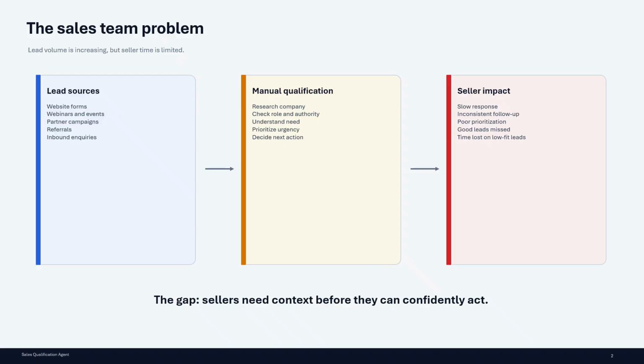When this is done manually, response time becomes slow, follow up becomes inconsistent, and good leads may be missed. The real gap is that sellers need useful context before they can confidently act on a lead. So now that we know the problem, let's see what Sales Qualification Agent actually does.